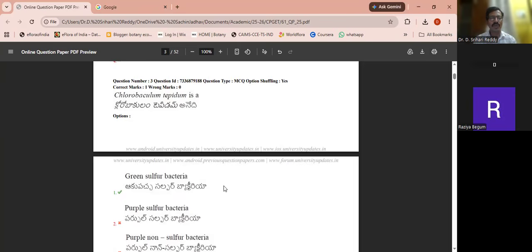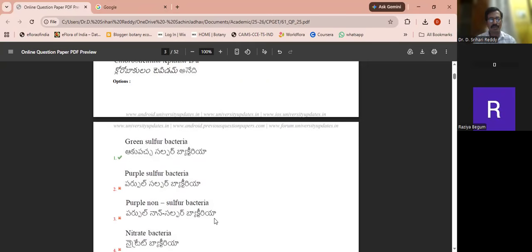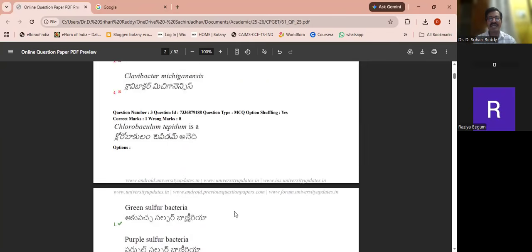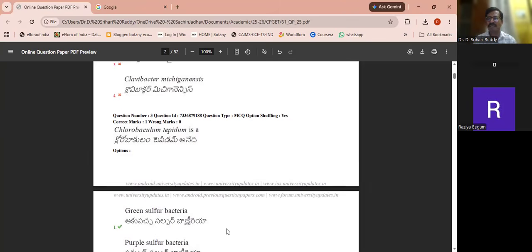So you know there are different kinds of bacteria. Green sulfur bacteria, purple sulfur bacteria, purple non-sulfur bacteria, nitrate bacteria. So these are all different types of bacteria. Here, chlorobaculum, in the bacteria, you see, nutrition, in the nutrition of the bacteria, there are phototrophic bacteria, photoautotrophic bacteria, okay, and photoheterotrophic bacteria. So there are different types of bacteria.